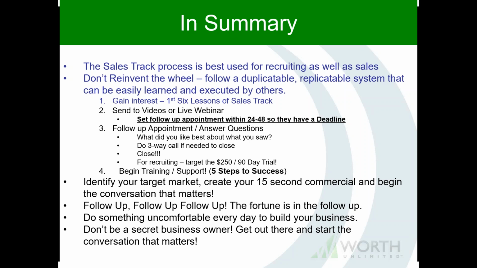I see so many people that pull out their presentation, the PowerPoint, and start going through a PowerPoint. That's fantastic, but do you know what your prospect's thinking? They're thinking, oh my goodness, I could never do that PowerPoint as well as that person just did. I'm going to fail. So they're already convincing themselves that they aren't going to be successful. So have a duplicatable, replicatable system.